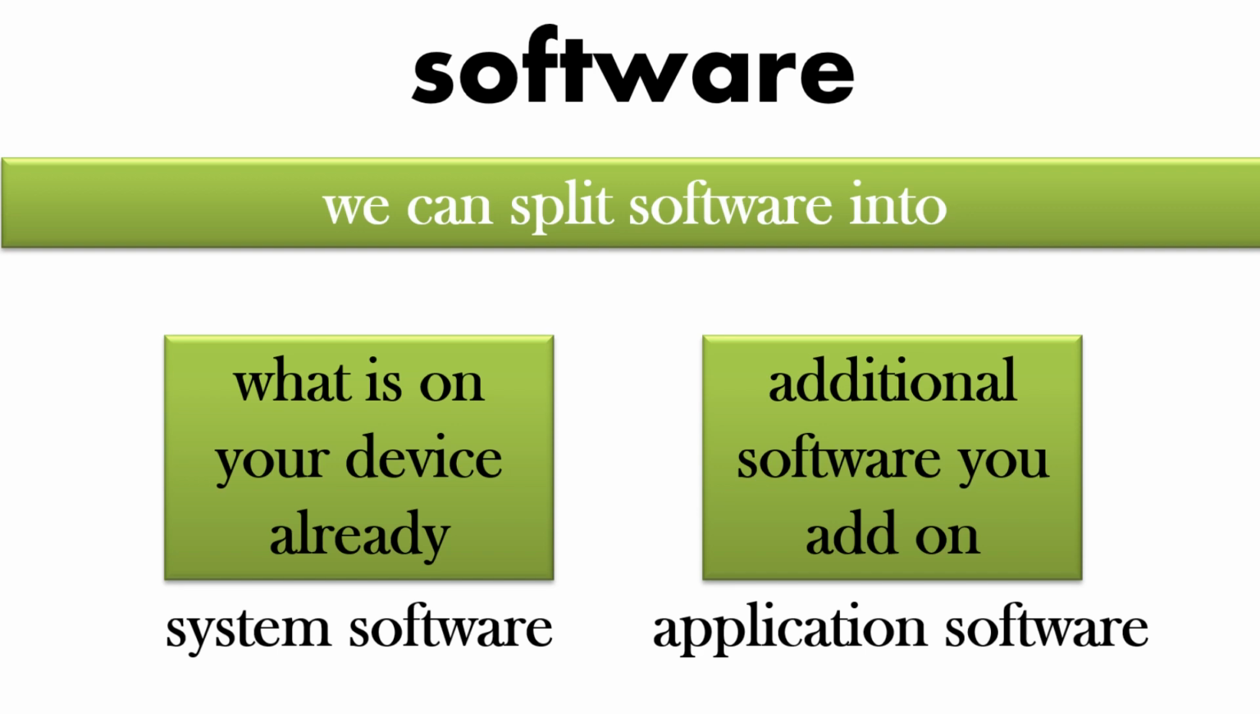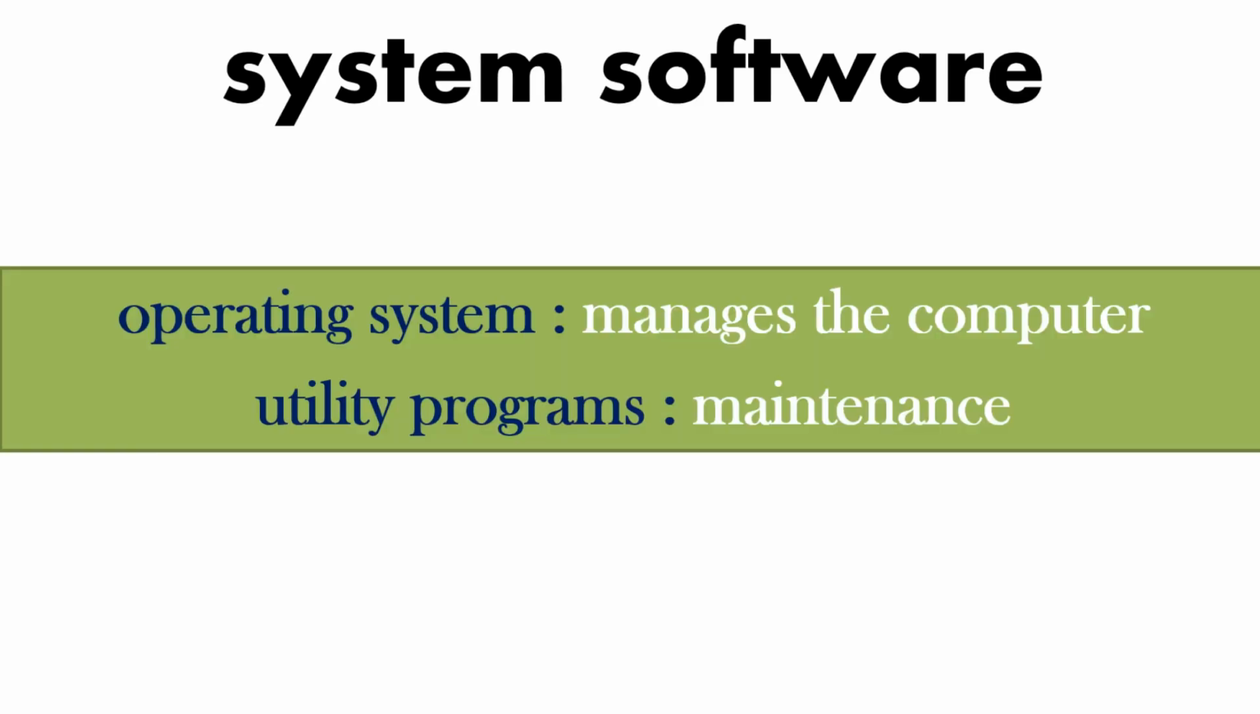Now, we can split software into two types. We have system software, which is like what you've got on your device already when you receive it. So on your computer or your phone, the software is already there. And then phone apps or application software on your computer, you add on. So your system software is like your operating system and your utility programs that manage and maintain your computer.